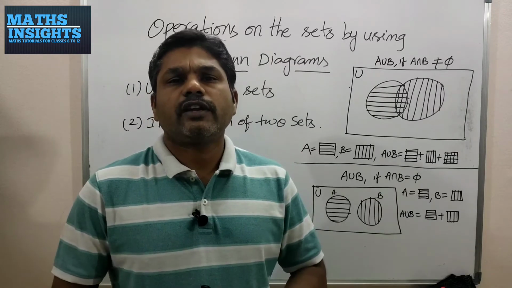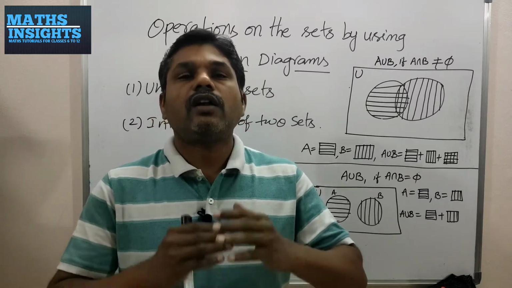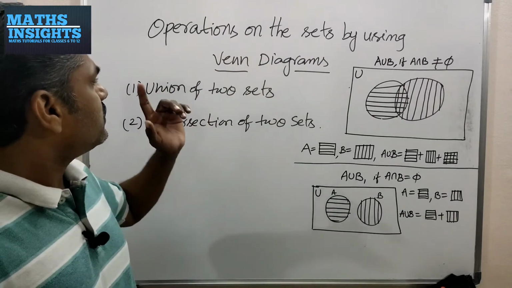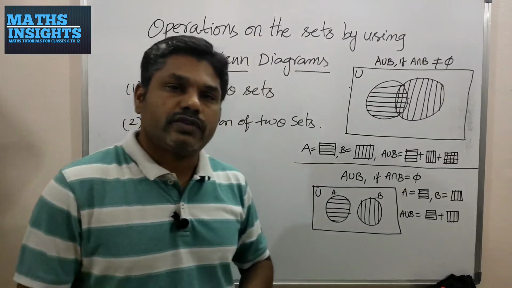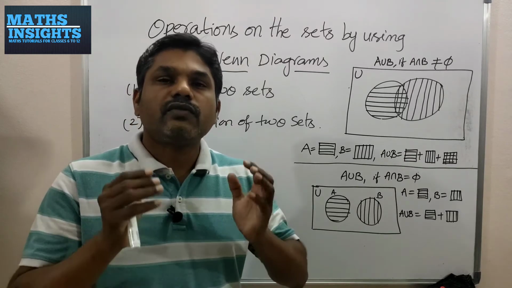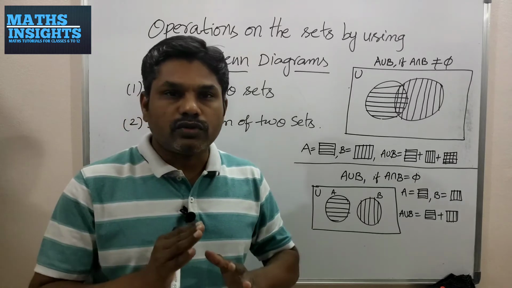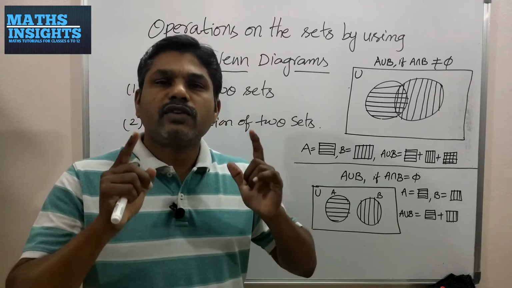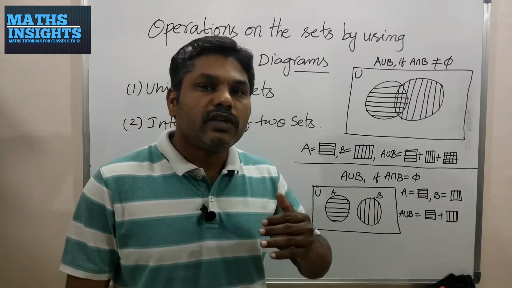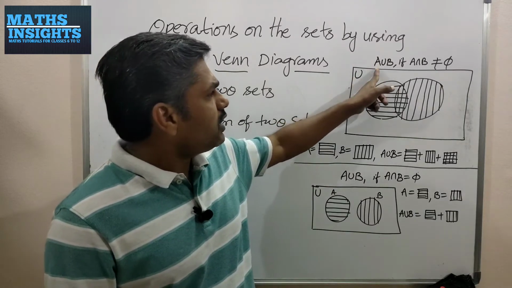By using Venn diagrams, we may establish relations among the sets and some operations on sets also. The first operation on sets is the union of two sets. You know that the union of two sets is a new set which contains the elements of A or B or both, but that is by using a formula. Now, how to establish A union B by using a Venn diagram? See, I am taking the first one, A union B.